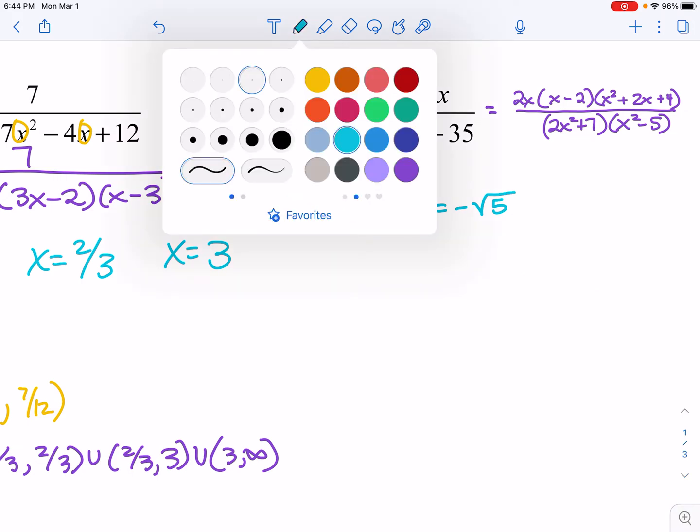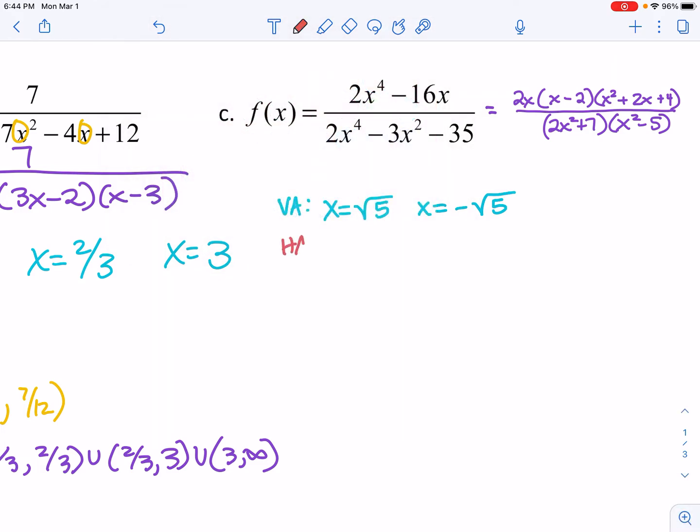Now we go to horizontal asymptotes, where we are comparing the degree of the polynomial. The degree of the top is 4. The degree of the bottom is also 4. So we're looking at those leading coefficients. 2 divided by 2 is 1. So our horizontal asymptote is y equals 1.